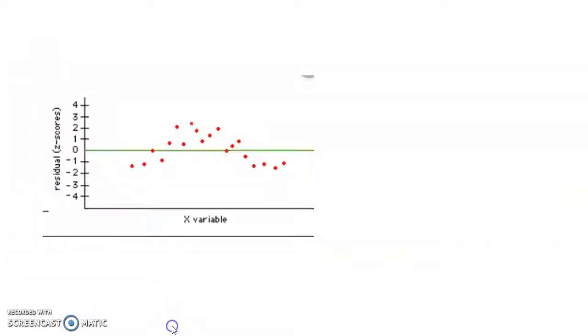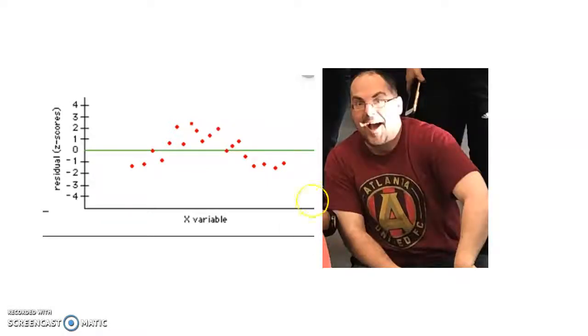All right, let's try this one. I'll give you a minute. All right, I hope you said inappropriate. You see this curved pattern in the residual plot? It goes from negative to positive and then negative. That's not random, that's a pattern. And that means that our linear form is just not the best form for this data.